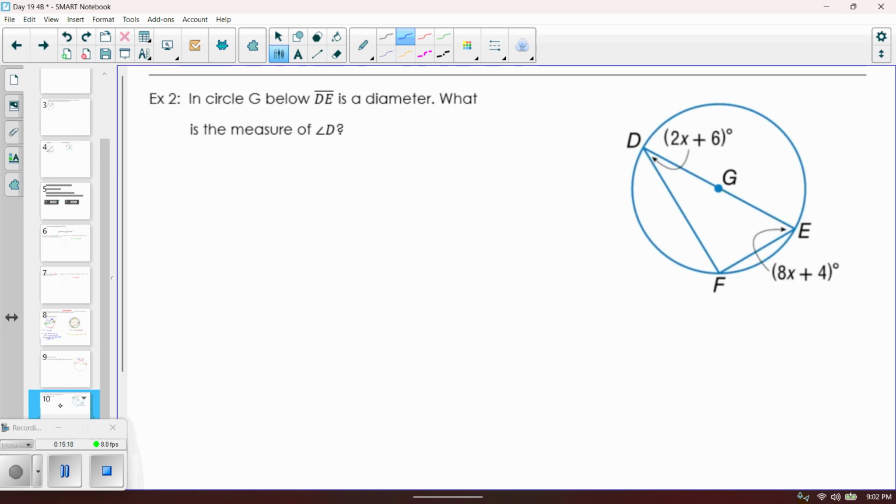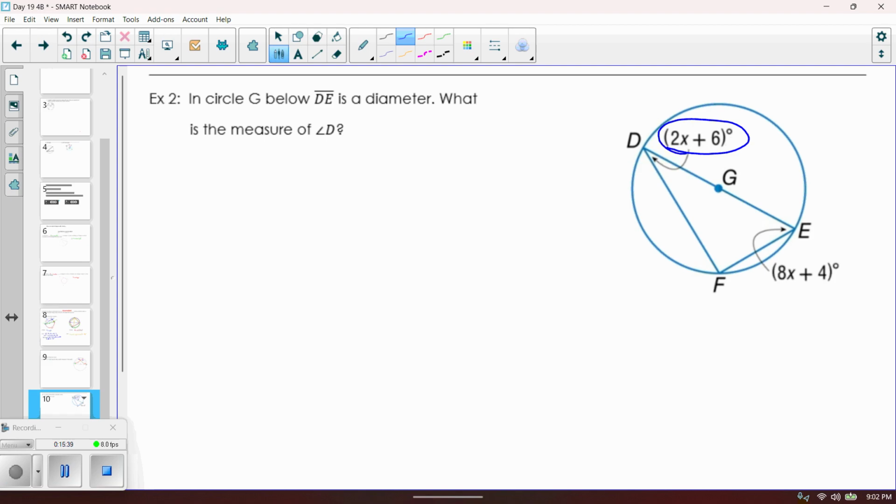Okay, next example. In circle G, we are given that DE is the diameter of the circle, and we have a triangle on the inside. So we want to find the measure of angle D. Well, angle D is given by that expression right there.